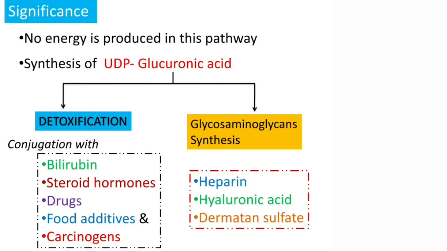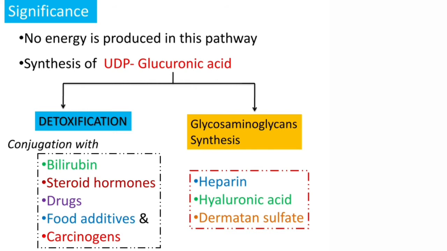Coming to the significance of this pathway, it is not concerned with the generation of energy. So no ATP is produced in this pathway, even though glucose is oxidized. This pathway is concerned with the generation of an important compound called UDP-glucuronic acid. This is used in detoxification reactions and in the synthetic reactions of glycosaminoglycans.